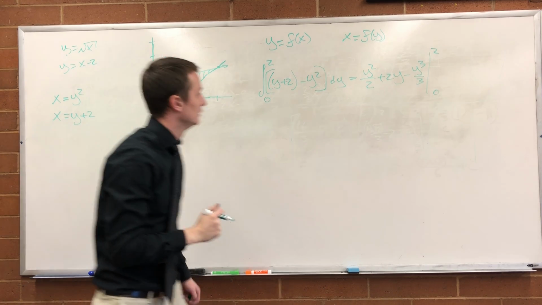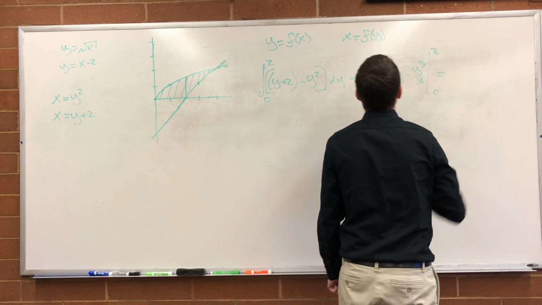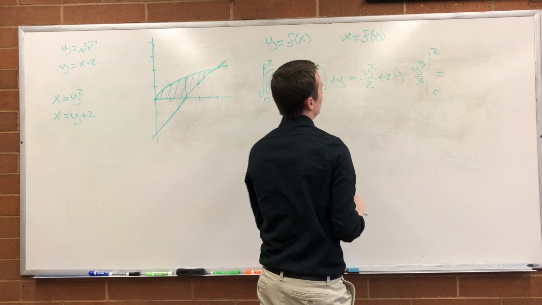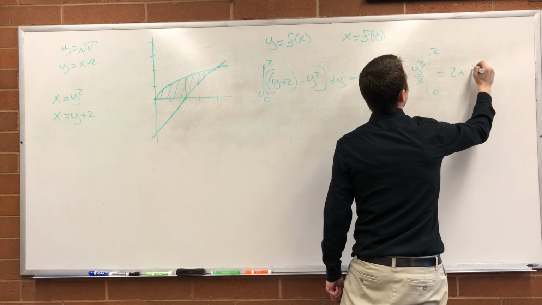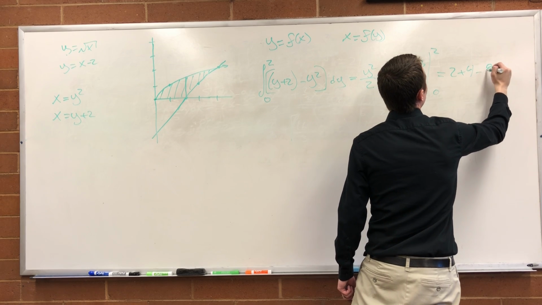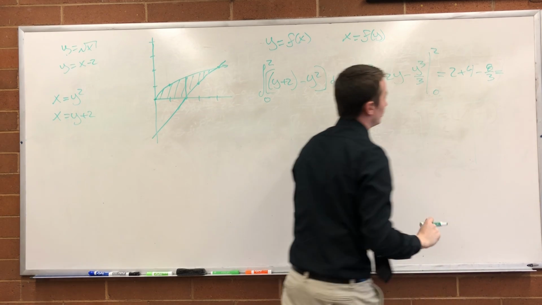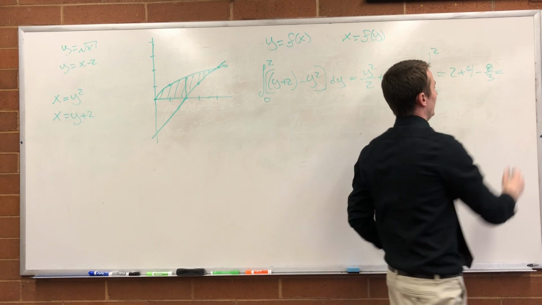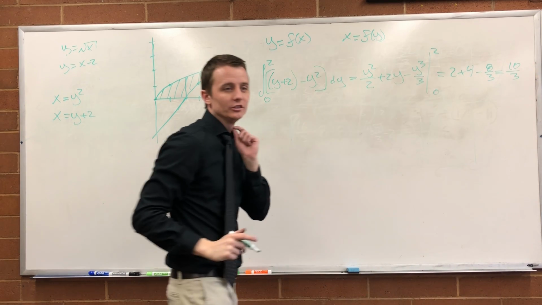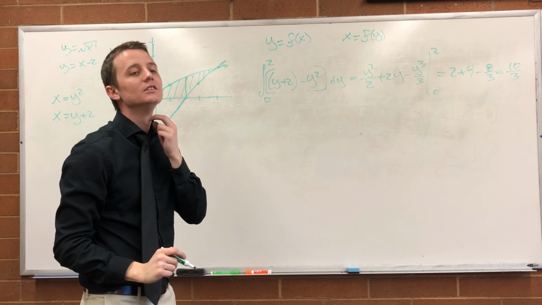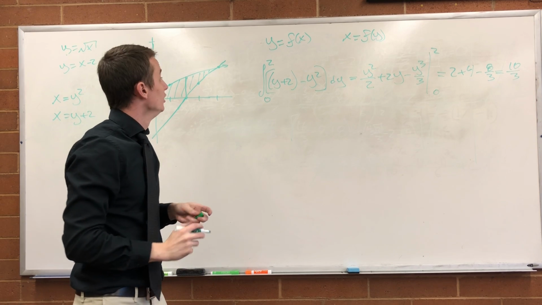Makes no difference. And so once again, when we plug in 2, what do we get? 2 plus 4 minus 8 thirds. Which is going to be 18 minus 8, 10 thirds. 10 thirds. Because the 0 is a 0. See how much easier that was? So it's useful for situations like this.